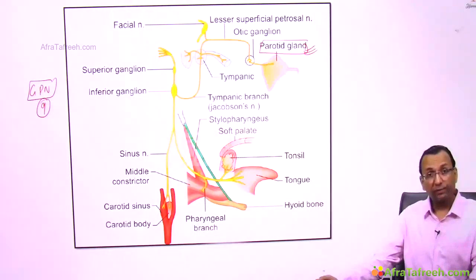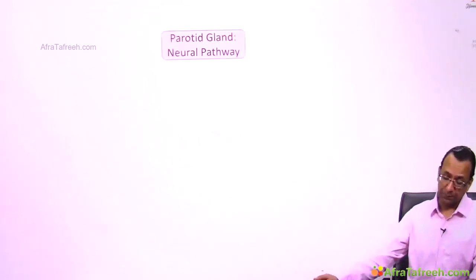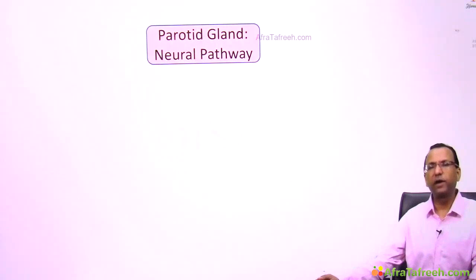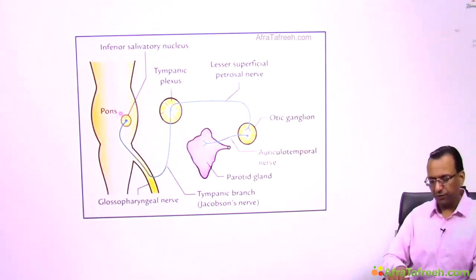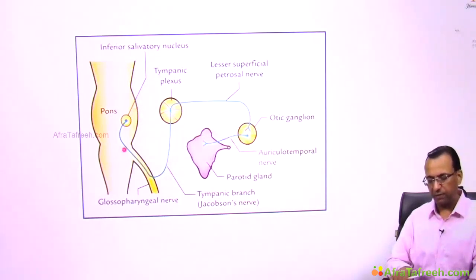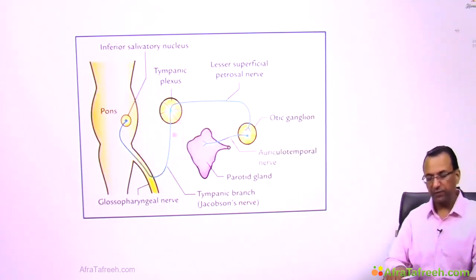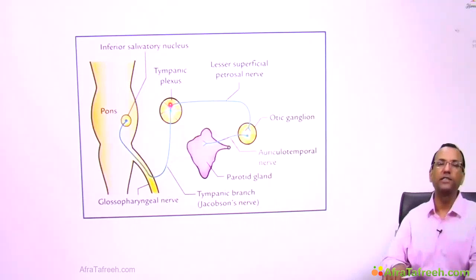But the parotid pathway is more important. So let us look at the details of the parotid pathway then. See, if you remember, we have discussed the inferior salivatory nucleus in the lower pons sending preganglionic fibers by the glossopharyngeal nerve. It is called the tympanic branch of the glossopharyngeal nerve. In fact, it has one more name. It is called Jacobson's nerve.